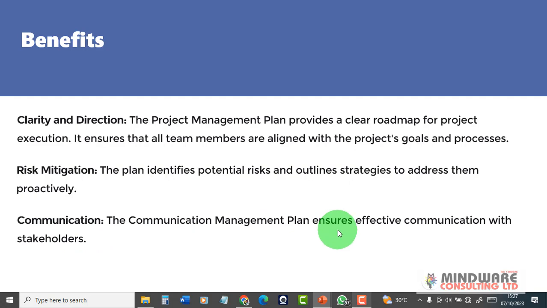Just like I've said before, within the project management plan, you have other sub-plans. All right? You have plans for procurement, you have plans for risk, plans for quality, plans for stakeholders, and all that. All right, so this communication management plan is also a part of the plans that you will find in the project management plan. So this particular one ensures effective communication with stakeholders.